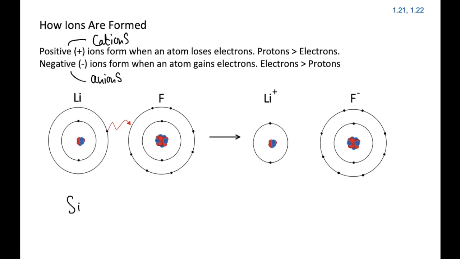And by the way, a simple ion just refers to an ion which is formed from a single atom.